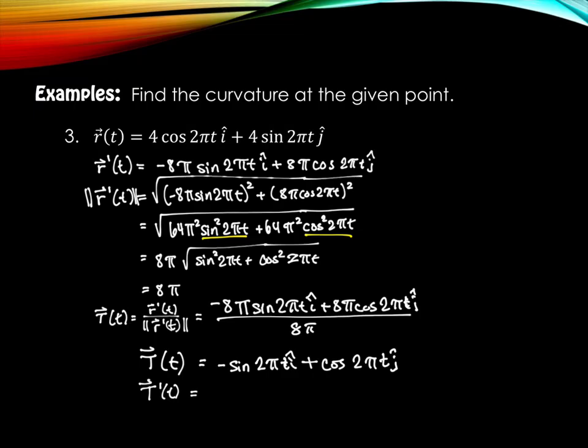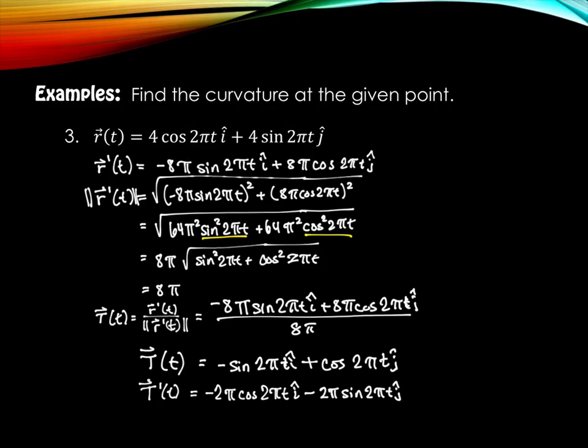So I need the derivative of this. What's the derivative of negative sine 2 pi t i? And then how about the derivative of cosine of 2 pi t j? Negative 2 pi sine 2 pi t j.